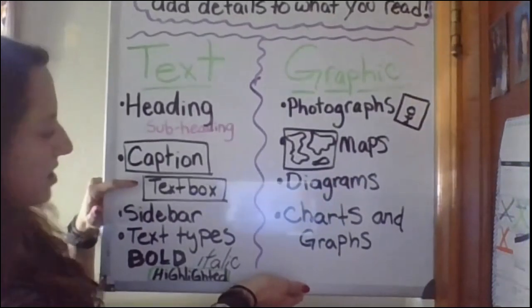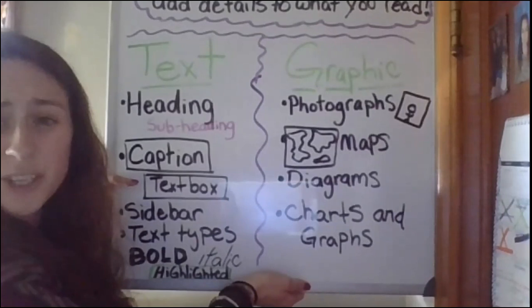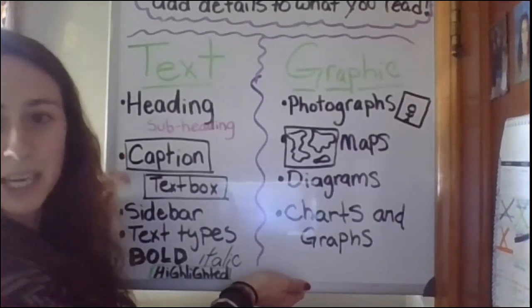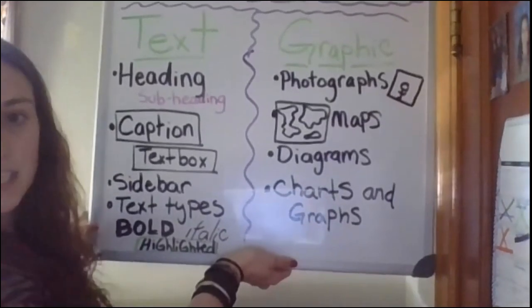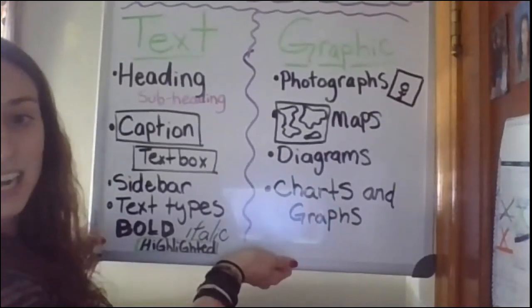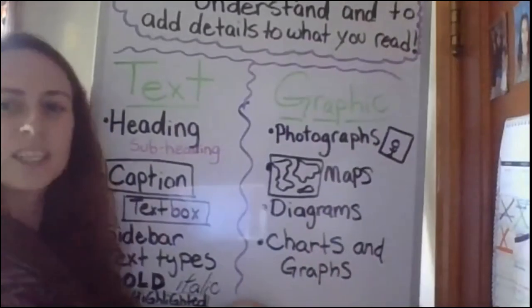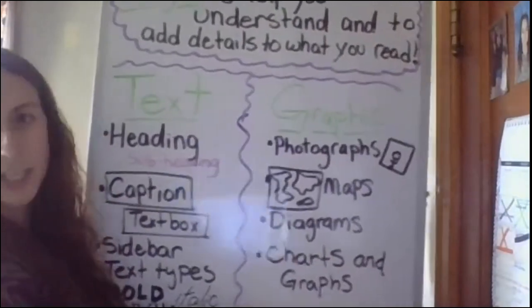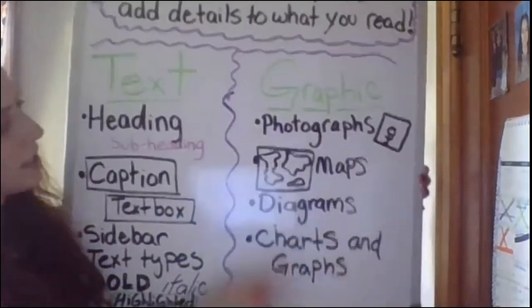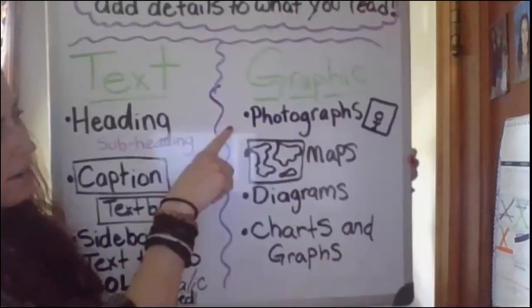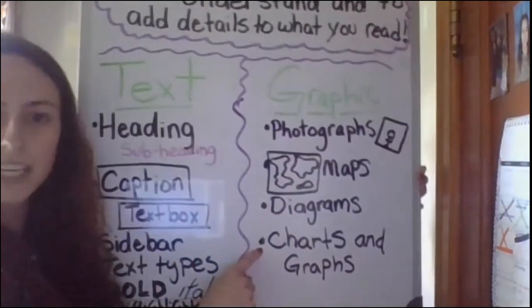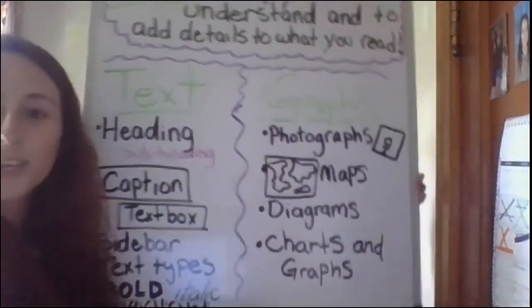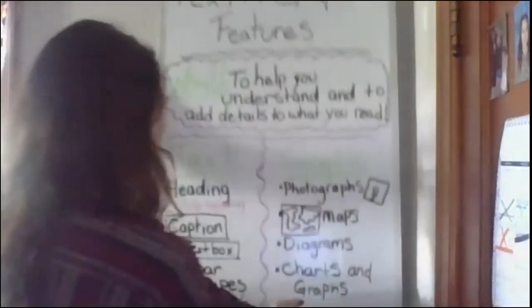Captions and text boxes, which are usually next to a picture or a graph of some kind to help explain what we're looking at. Sidebars and text types, such as bold words, italics, and highlighted words, all of which are used to kind of draw your eye to the information that the author is trying to tell you. Let's see some graphic features. We have photographs and maps and diagrams and charts and graphs. These are all used to add detail to the story.